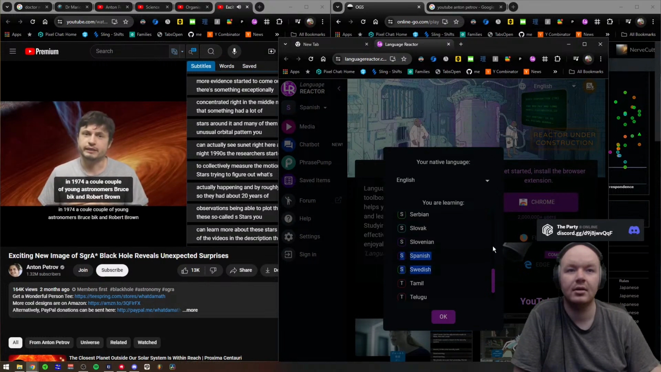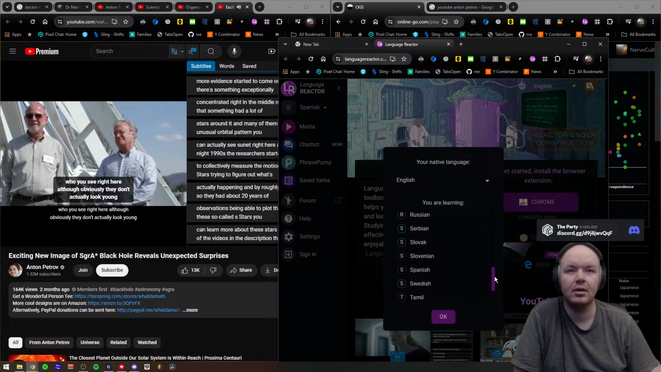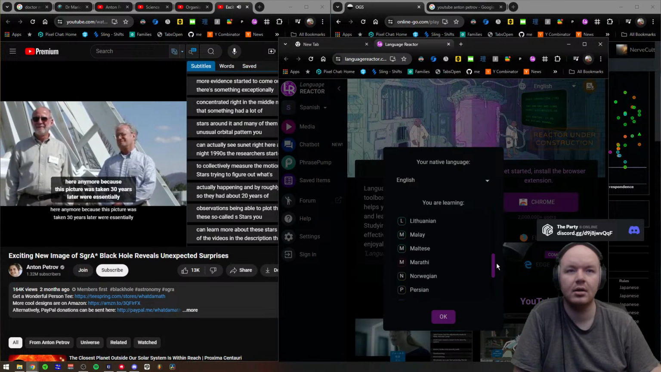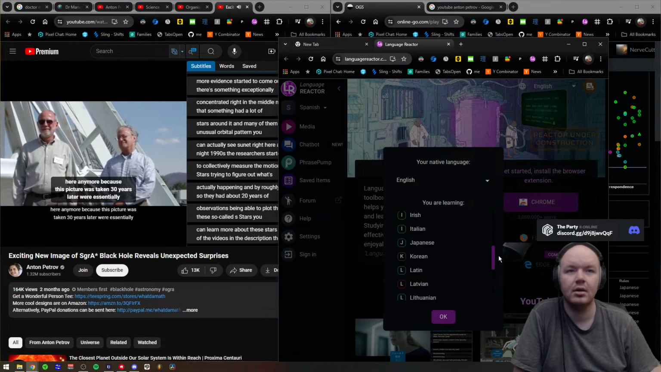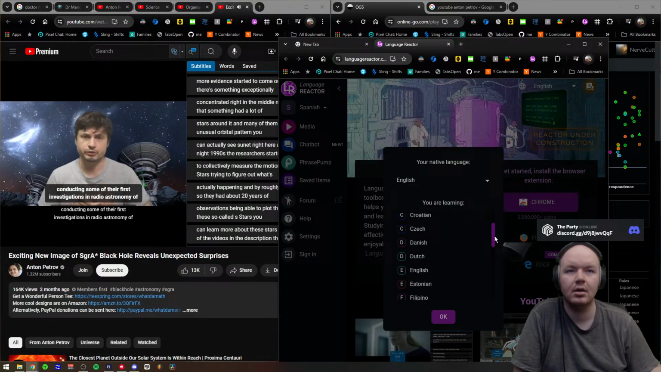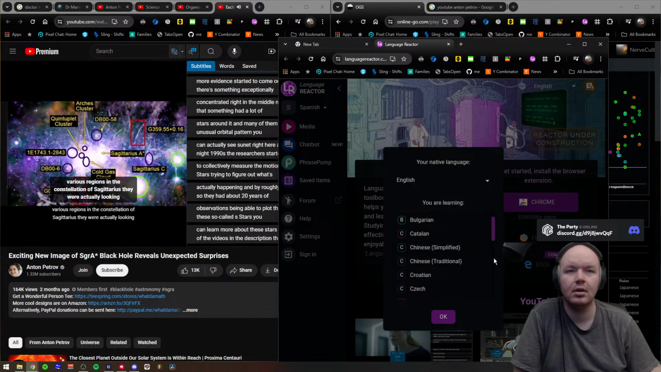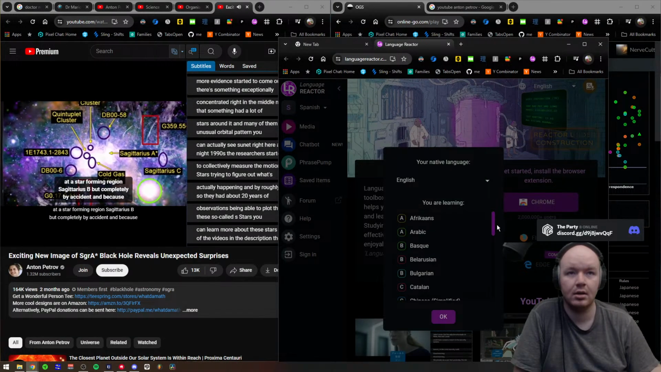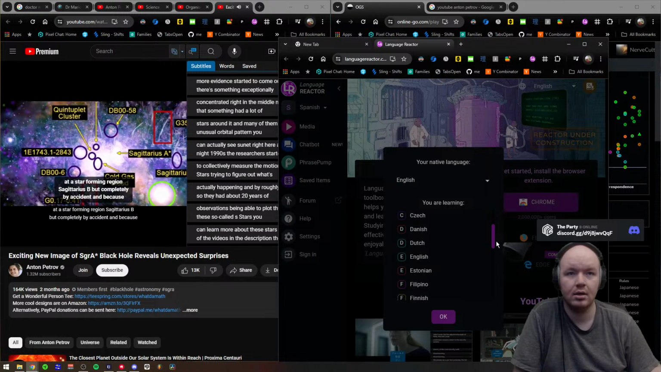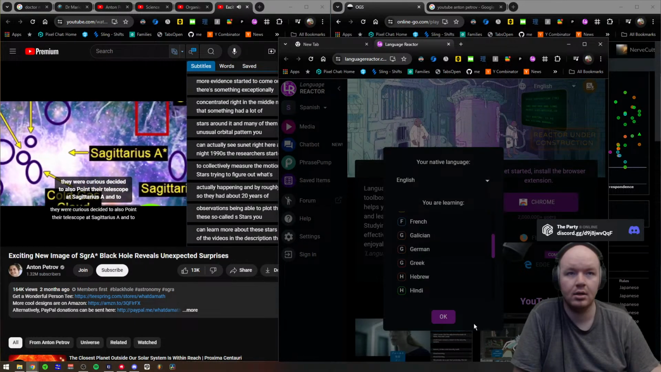But intriguingly, back in 1974, a couple of young astronomers, Bruce Balick and Robert Brown, who you see right here, although obviously they don't look young here anymore, because this picture was taken 30 years later, were conducting some of their first investigations in radio astronomy of various regions in the constellation of Sagittarius. They were looking at a star-forming region, Sagittarius B, but completely by accident and because they were curious, decided to also point their telescope at Sagittarius A.